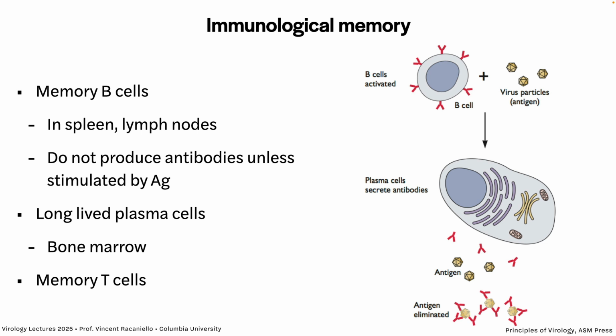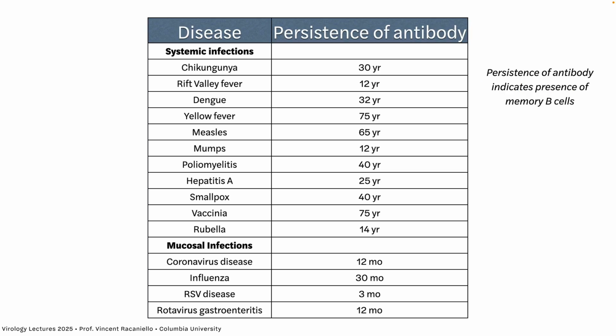Now, you also may remember that these activated B cells became plasma cells, which secrete lots and lots of antibodies. These can also live for a long time, memory plasma cells, and they can be stored in the bone marrow. And again, they will come out when a new infection is sensed. Okay, so that's the B cell component. There's also memory T cells, but I'll talk about those in a moment. I just want to give you an example of the longevity of antibody responses.